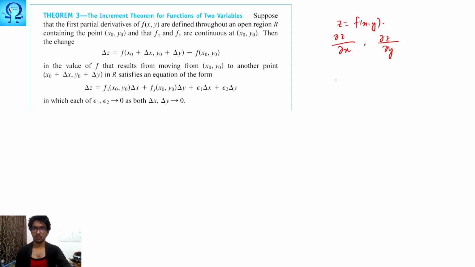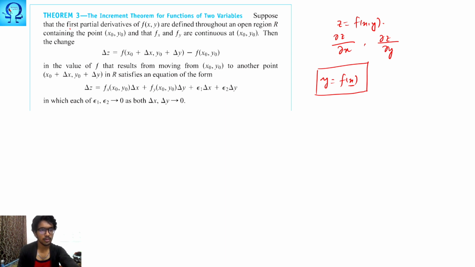In the one variable case, whenever there is a change in the independent variable, what is the change happening in the dependent variable? Can we study such an idea in the two variable case? Yes, of course. That is what is given in this theorem.